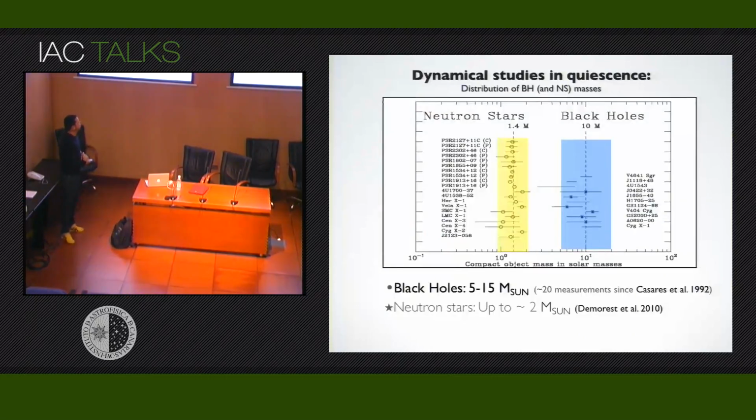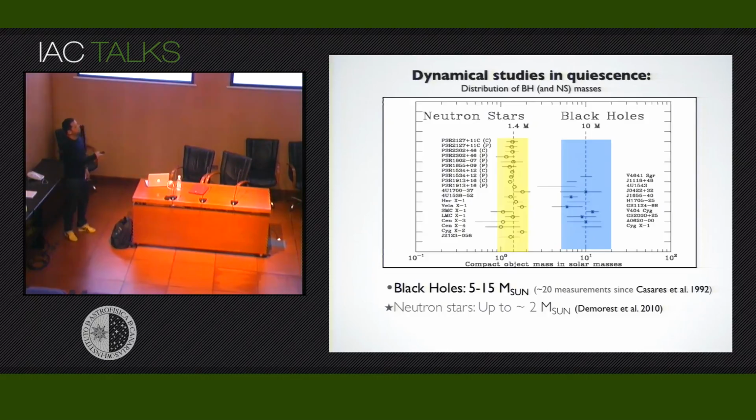I did the PhD essentially in this topic with Jorge, using these techniques, and these techniques rely essentially on the Kepler laws. So you just measure the movement of the components and apply the Kepler laws. We have dynamically confirmed the presence of about 20 black holes in the galaxy since the first convincing evidence by Jorge in 1992.